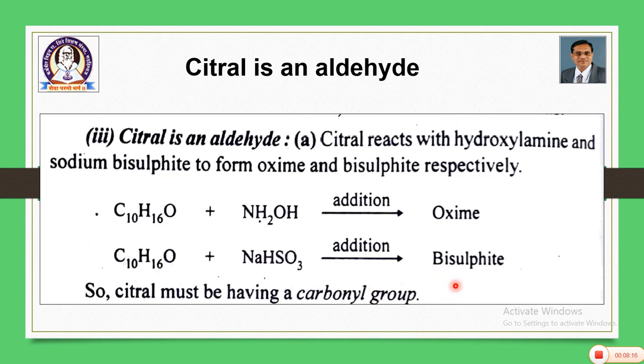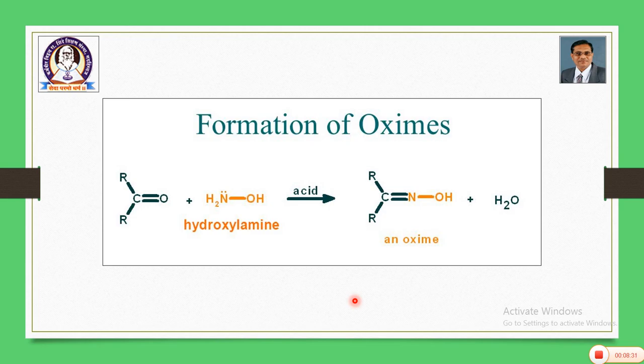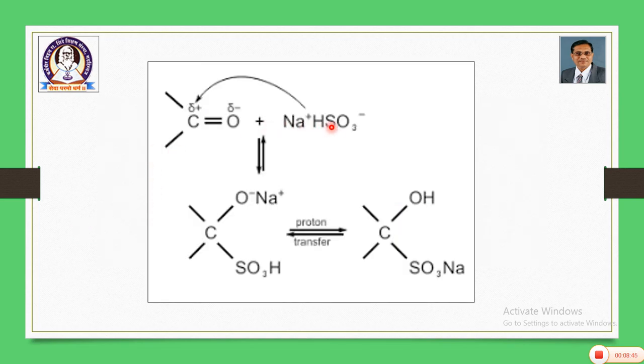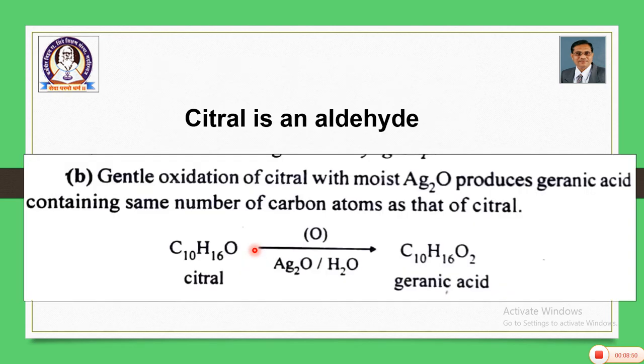So, these reactions are shown by citral. Therefore, citral has a carbonyl group. It is an aldehyde, which can be confirmed in the next step. So, in this way oximes are formed. You have a carbonyl group, it will be aldehydic or ketonic. It reacts with hydroxylamine and we get an oxime. So, formation of oxime indicates presence of an aldehydic or ketonic group, and formation of bisulfite addition product also indicates presence of aldehyde or ketone, that is in general a carbonyl group.